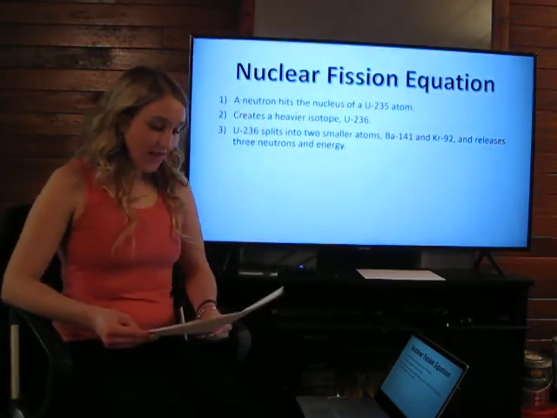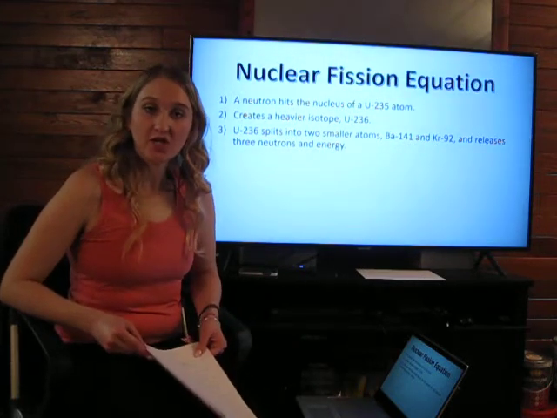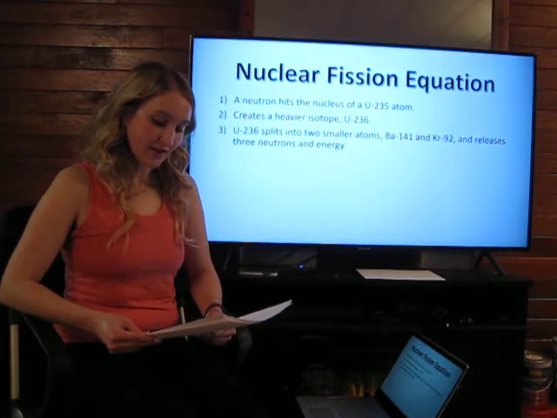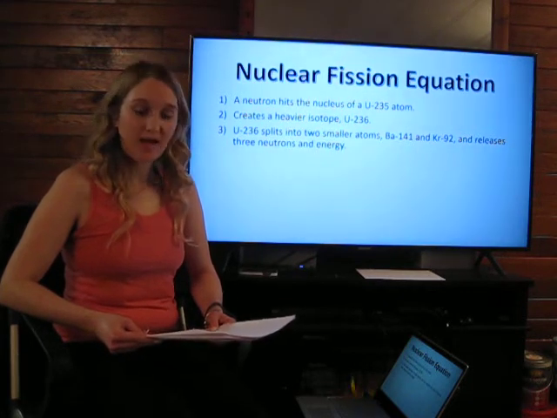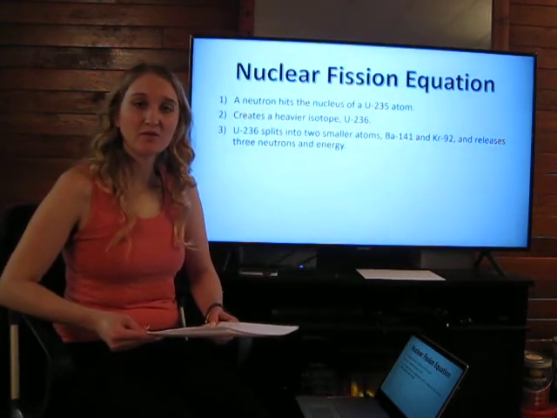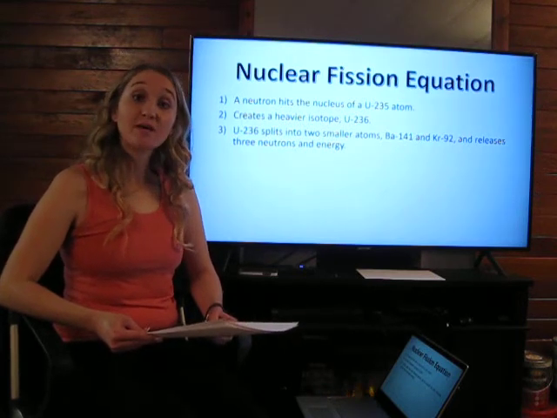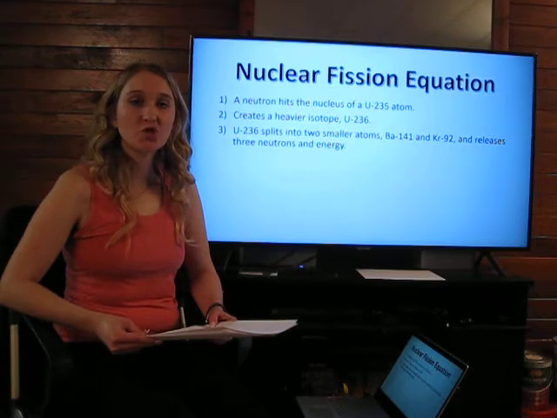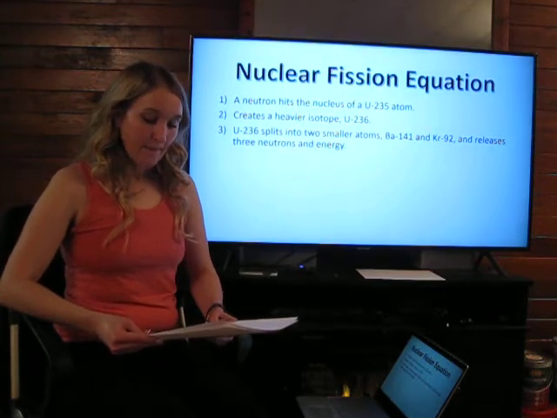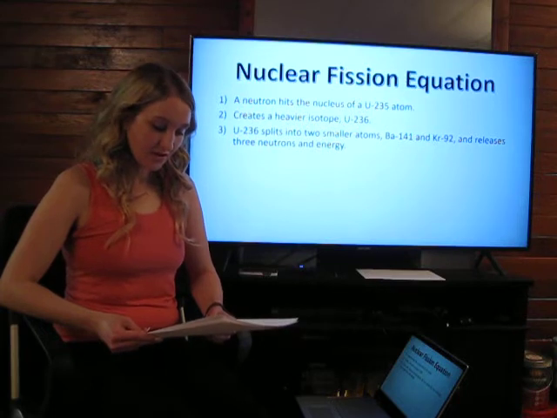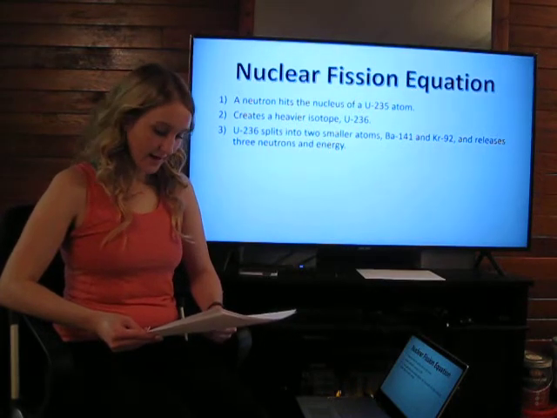Now we're going to look at the nuclear fission equation. First, the nucleus of uranium-235 collides with a neutron, which creates a heavier isotope, uranium-236. So it just stays here momentarily. Uranium-236 then splits into two smaller atoms, barium-141 and krypton-92, releasing 3 more neutrons and energy.